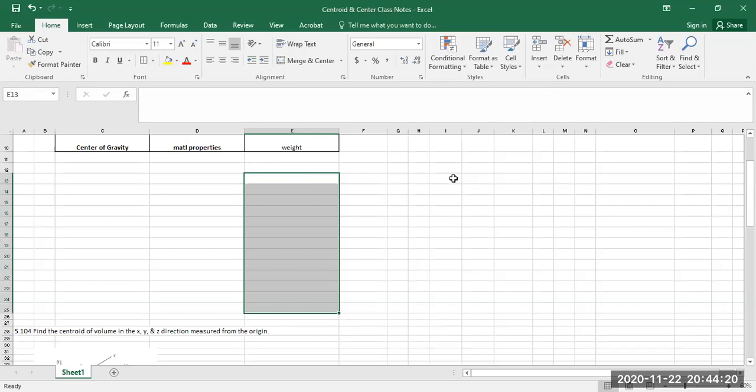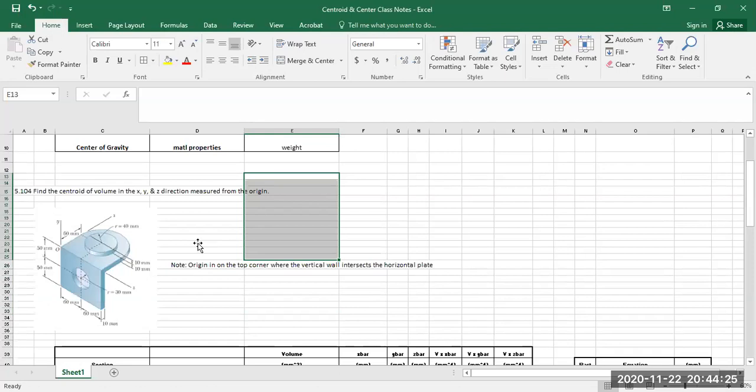And it's a problem from the text. It's problem number 104 in chapter 5, and it says, find the centroid of volume in the X, Y, and Z direction measured from the origin. So the first thing is we look at this picture, and we see that this is really one piece of material. This is not glued on here. It was a piece of material that's been machined to have this shape.